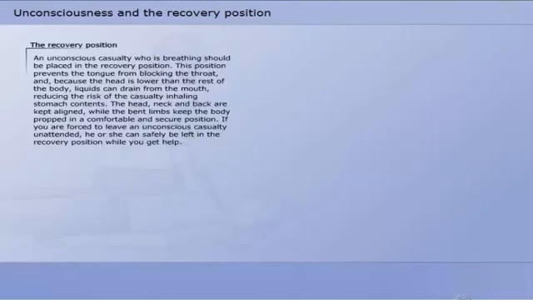The head, neck and back are kept aligned, while the bent limbs keep the body propped in a comfortable and secure position. If you are forced to leave an unconscious casualty unattended, he or she can safely be left in the recovery position while you get help.